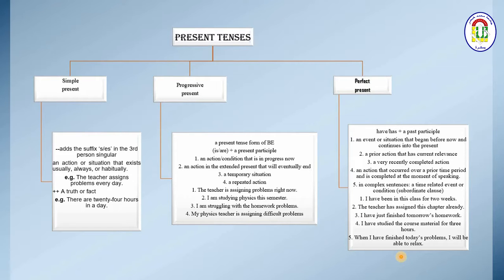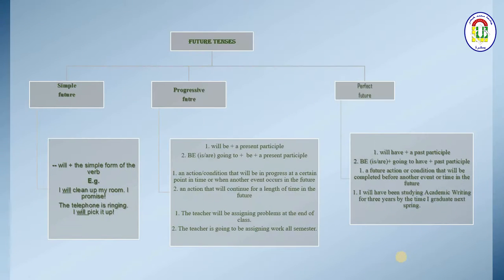Okay, we move now to the future tenses. For the future tenses, what do we have? We have the simple, progressive, and perfect. The simple future is will plus the simple form of the verb. Example: I will clean up my room. I promise. The telephone is ringing. I'll pick it up. Okay, I will pick it up, sorry.